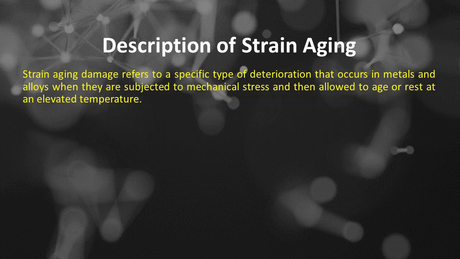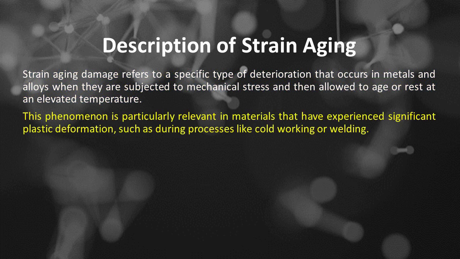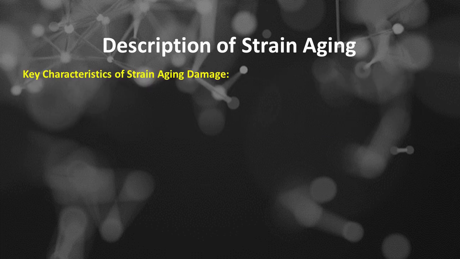Strain aging damage refers to a specific type of deterioration that occurs in metals and alloys when they are subjected to mechanical stress and then allowed to age or rest at an elevated temperature. This phenomenon is particularly relevant in materials that have experienced significant plastic deformation, such as during processes like cold working or welding. There are some key characteristics of strain aging damage mechanisms.